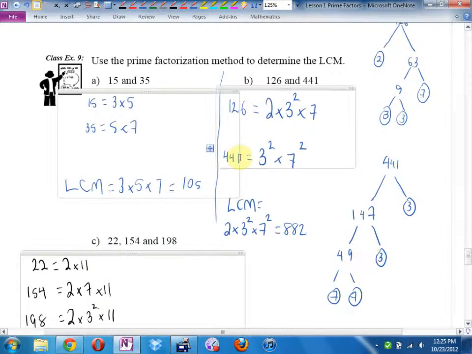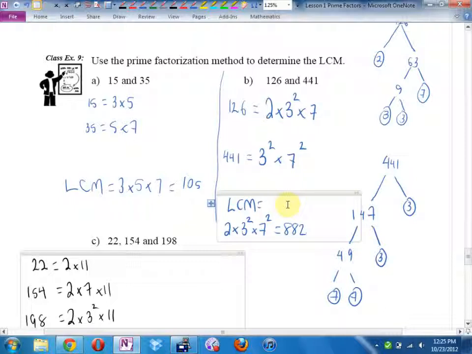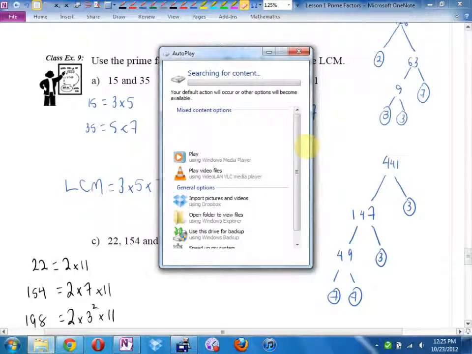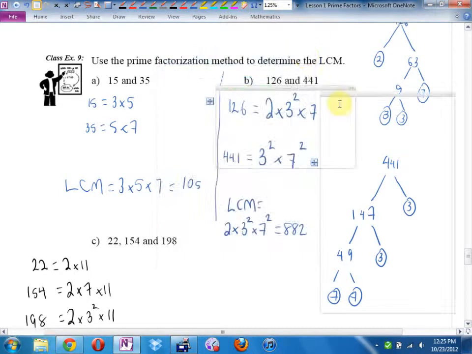I want you to notice this 441 right here. What's the exponent on the 3? What's the exponent on the 7? Do you notice how all of the prime factors have a 2 as an exponent? That tells you something. Try taking the square root of 441 on your calculator. What's the square root of 441? Evenly? Oh, are you saying if you do the prime factorization and all of the prime factors are squared, then your original number was a perfect square?